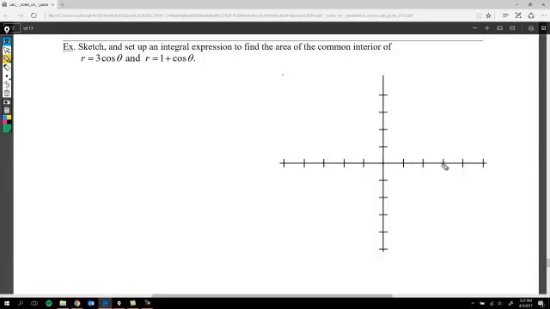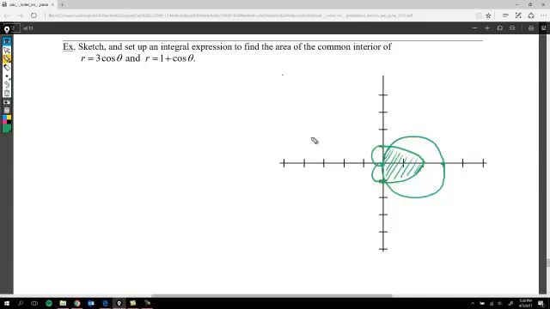This time I'm going 3 in the x direction. So here's my circle, right? And I have a cardioid going 2 out, 1 up, 1 down, like this, and then my heart. Okay. So here's my cardioid, here's my circle, and I want the common interior. So I want all the points that they have in common here.